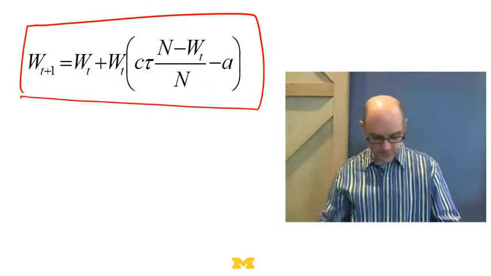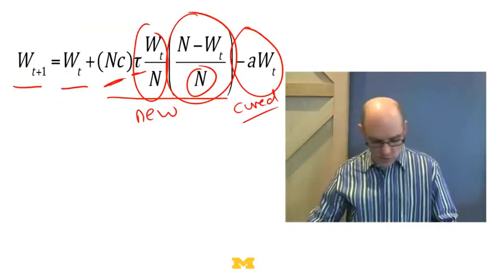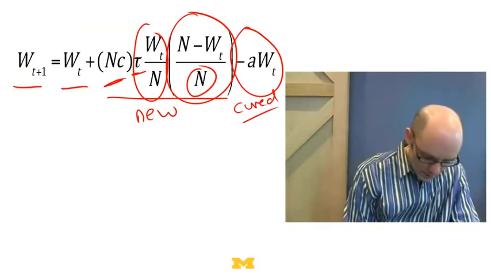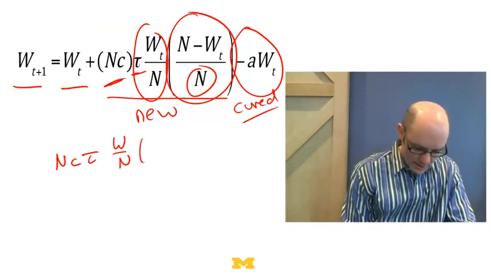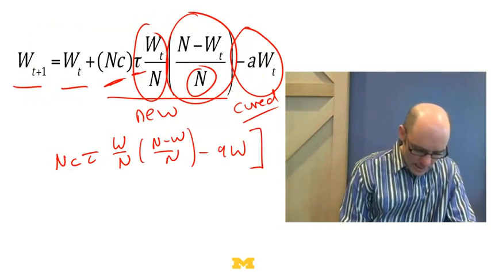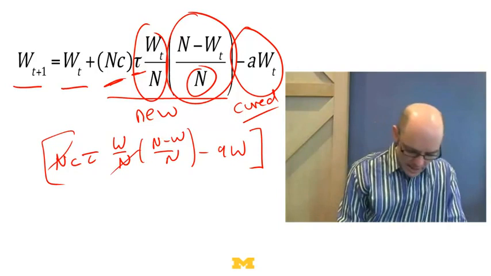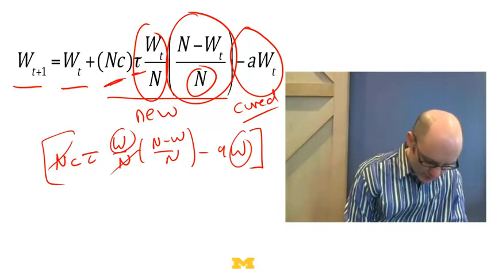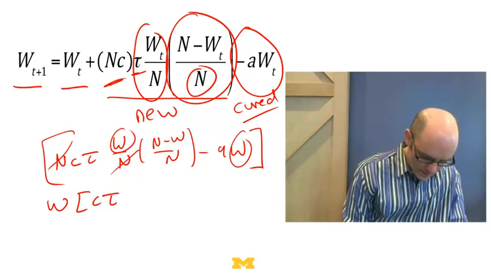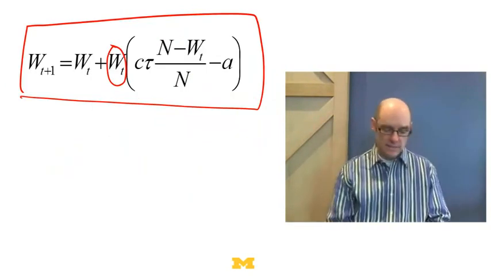Now, how did I get this equation? All I did was I pulled this WT term out, and I crossed out some N's. So let me show you how that works. Up here, let's just focus on this part. I've got NC tau, times W over N, times N minus W over N, minus AW. And so what I do is I say, let's cross out this N with this N. That's fine, because those N's go away. And then I've got a W here and a W here. So I'm going to pull out that W, and then I've got C tau, N minus W over N, minus A. That's what I've got. And if I look over here, that's what I've got: C tau, N minus W over N, minus A. So this is just a simplification.